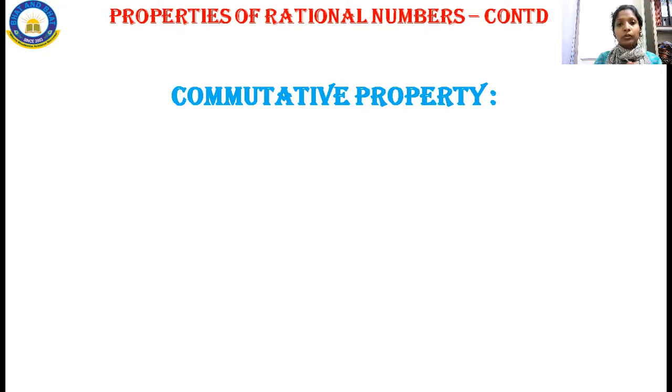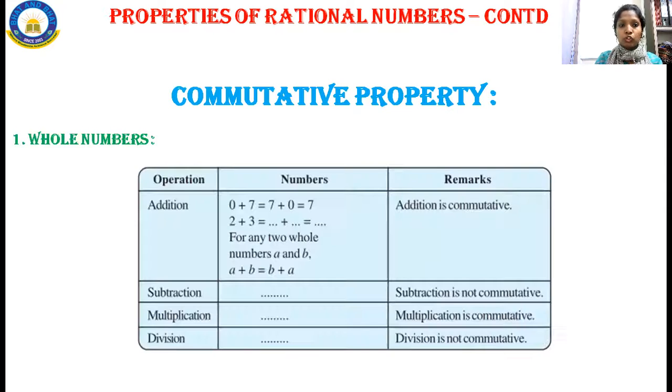And now we are going to discuss the second property, that is commutative property, under the whole numbers. Commutative property is a property which will be such that LHS will always be equal to RHS. Okay. So here also we have four operations. First one is addition. Second operation is subtraction. Third operation is multiplication. And last but not least, the fourth operation, that is division.